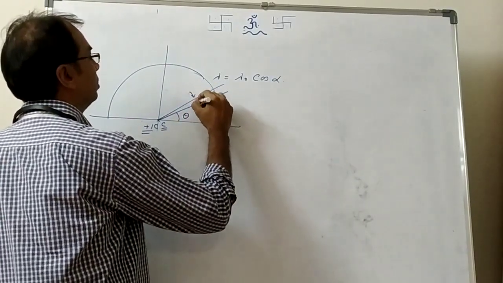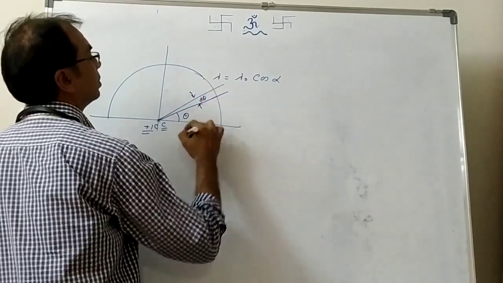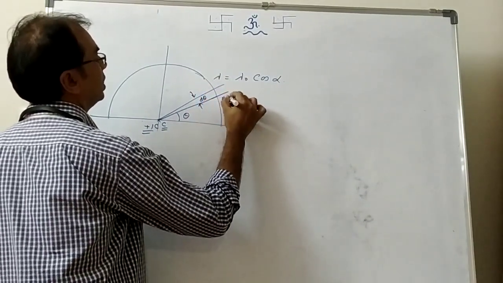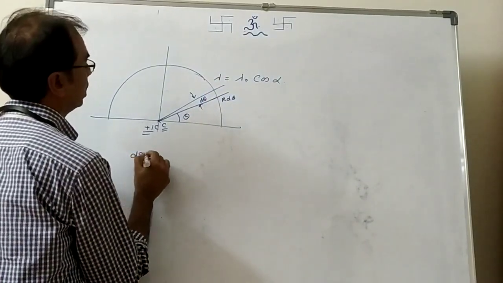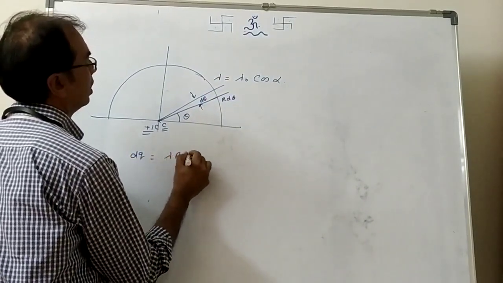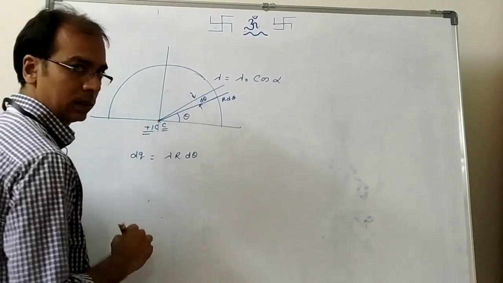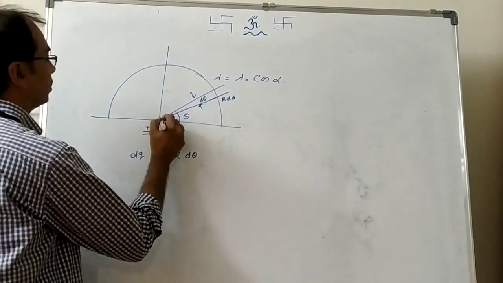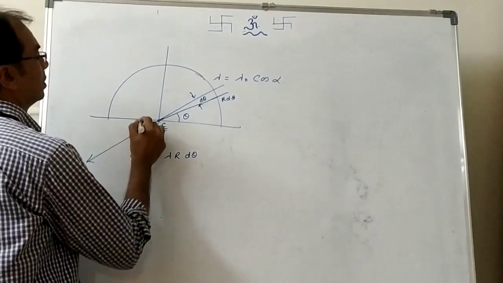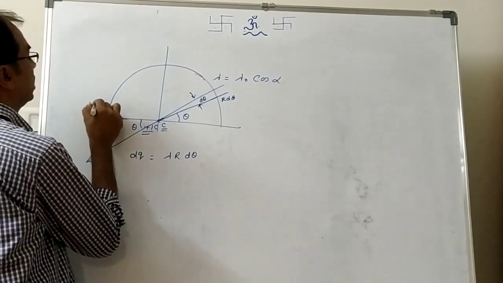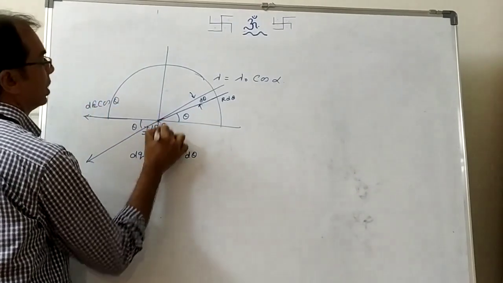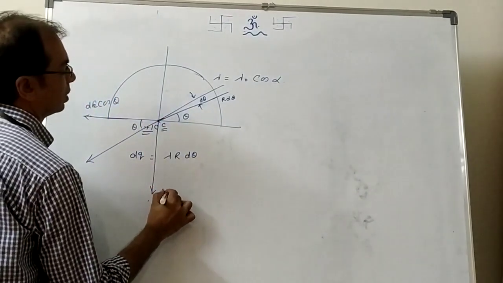So this angle will become d theta, length will become r d theta. So charge will become dq. dq is what? Lambda r d theta. Correct? So field now, field is in this direction. This is theta. So that means this direction is dE cos theta, and this direction will be dE sin theta.